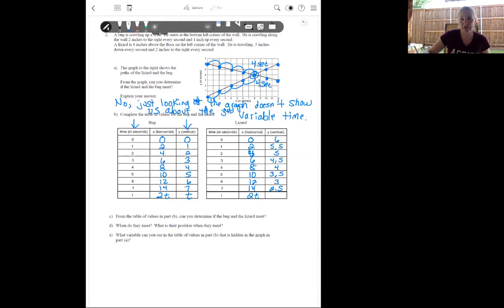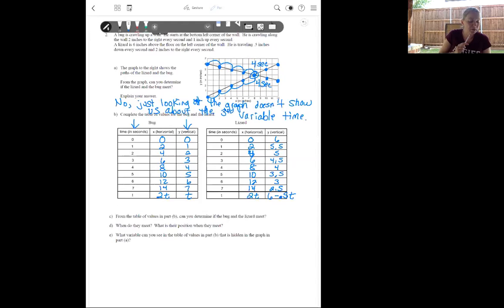For this equation, all right, for y, we have to see how it relates to time t. Well, we start at a y-intercept of 6, and we're subtracting half an inch, so minus 0.5 for every second t. So 6 minus 0.5t.